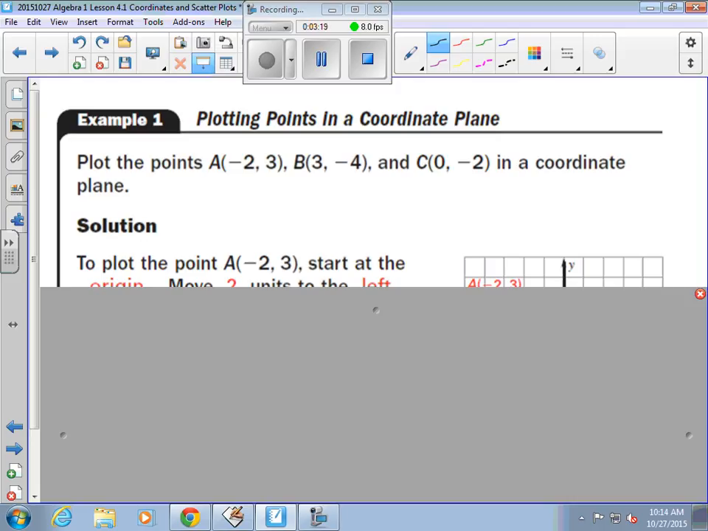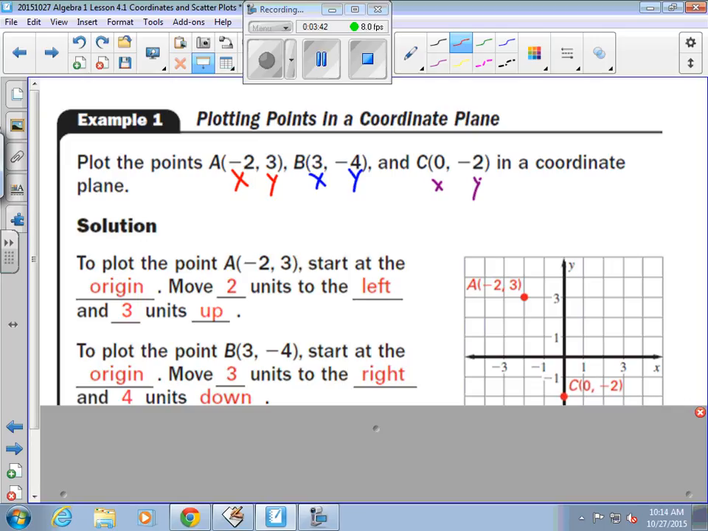Here's example number 1. Plotting points in a coordinate plane. Plot these points: (-2, 3), (3, -4), and (0, -2). Remember, for all of these, x comes first, then y. Alphabetical. The first one, (-2, 3). You always begin at the origin. This is the origin, (0, 0).